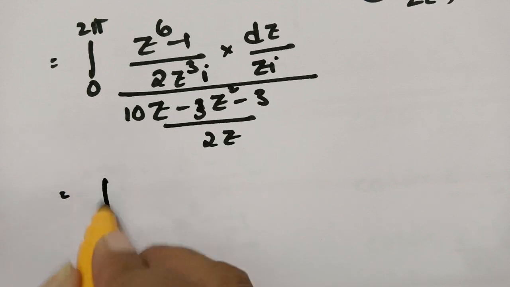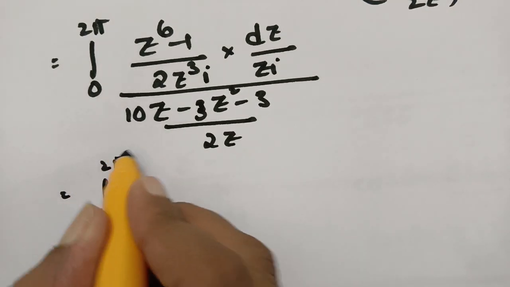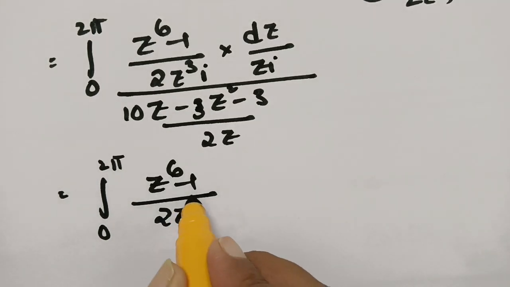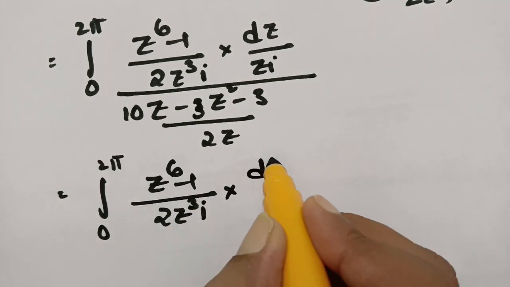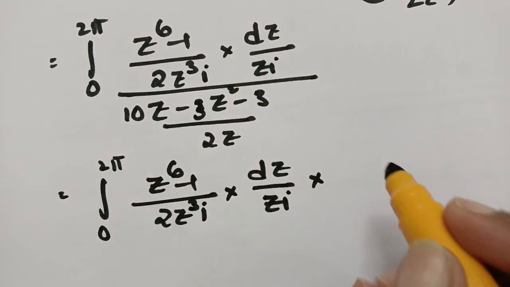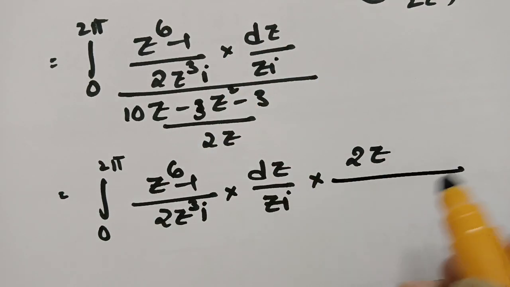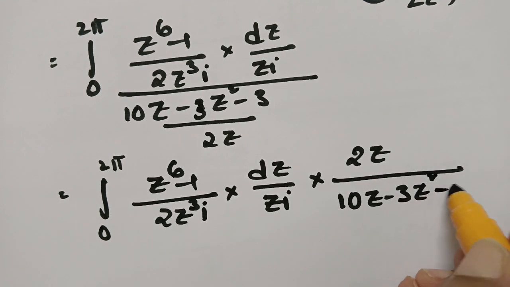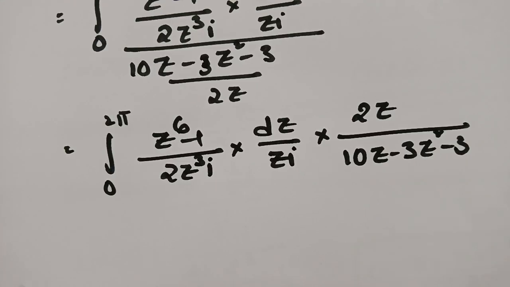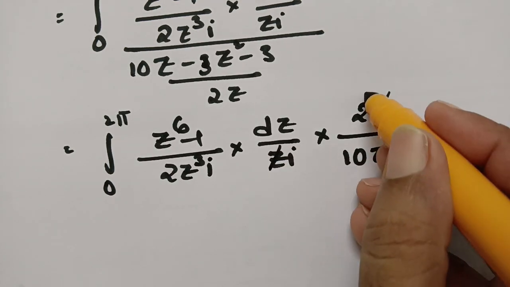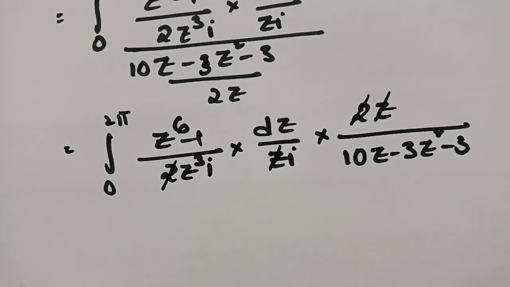And therefore this value will be integral 0 to 2π. This is (z^6 − 1) by 2z³i, into dz by zi. If I take the reciprocal, this will be 2z by 10z − 3z² − 3. Now I can cancel z and z, and again the 2 here and the 2 here.